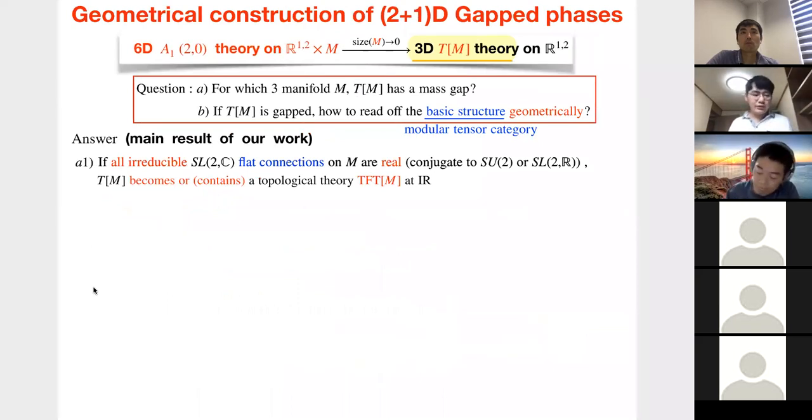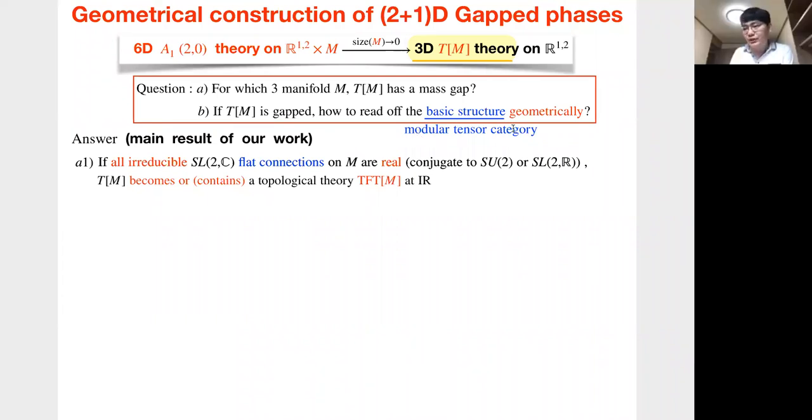So let me try to answer this question. For a given 3-manifold, the theory T[M] has a mass gap, and let me try to explain how to read off this phase structure. The phase structure of topological phases is described by the so-called modular tensor category structure, a very rigid mathematical structure. So the final goal is, for a given three-manifold, how to read off the modular tensor category structure of the resulting topological phase.